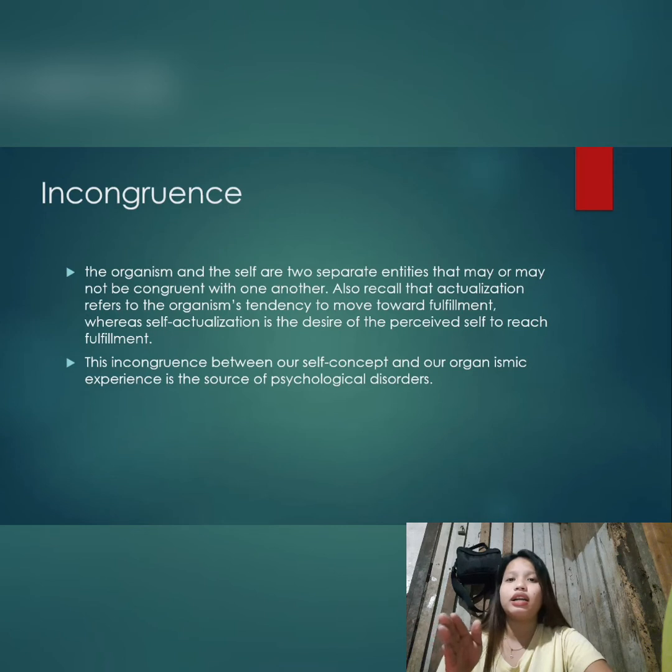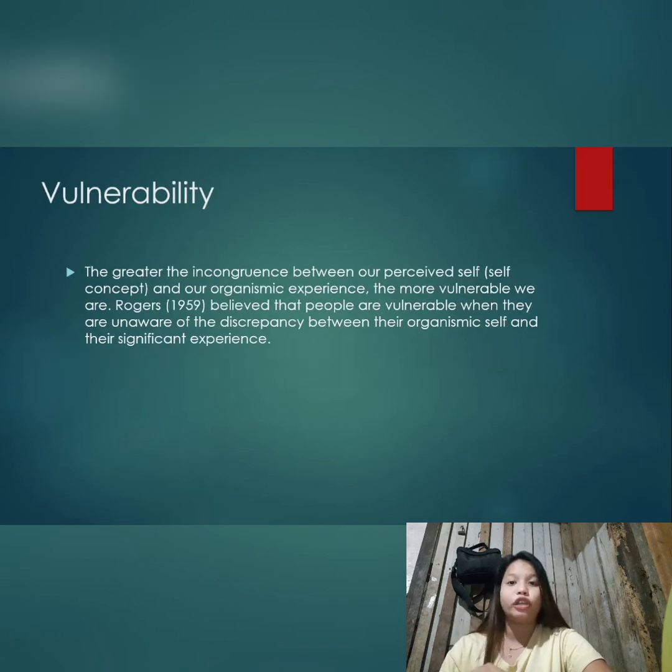So the next one, or the last one, is vulnerability. Vulnerability is greater the greater the incongruence between our perceived self or self-concept and our organismic experience. Rogers in 1959 believed that people are vulnerable when they are unaware of the discrepancy between their organismic self and the significant experience.